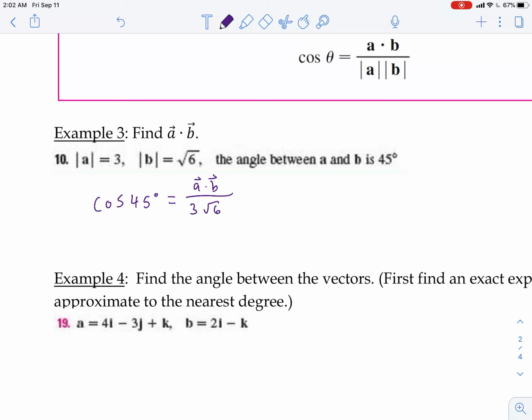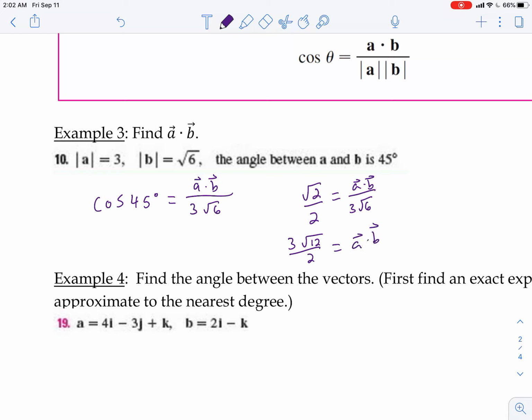So again, going back to trig, unit circle, cosine of 45 is... Good job, you got it right. Square root of 2 over 2. And we're going to set that equal to the dot product of A and B divided by 3 times the square root of 6. And then we're going to multiply both sides by 3 square roots of 6. And so we're going to get on the left 3 square roots of 12 divided by 2 is equal to the dot product.